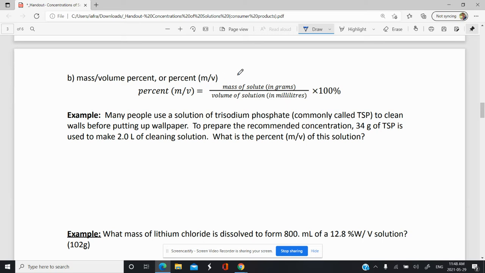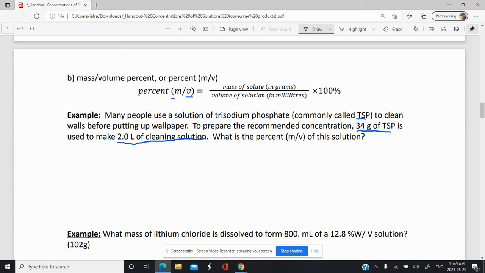So here we have percent mass volume, which is our mass of solute in grams over volume of solution in milliliters, and then we multiply that by 100%. That's when we have a solid solute and a liquid solvent in our situation. Many people use a solution of trisodium phosphate, commonly called TSP, to clean walls before putting up wallpaper. To prepare the recommended concentration, 34 grams of TSP is used to make 2 liters of a cleaning solution. What is the percent MV of this solution?